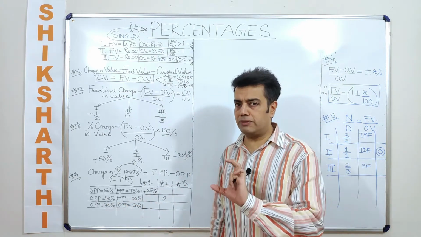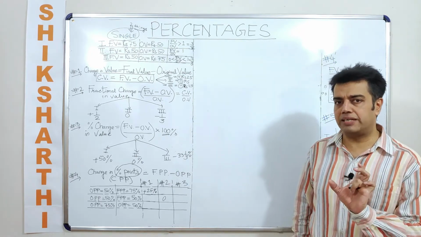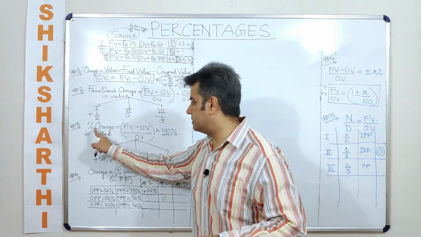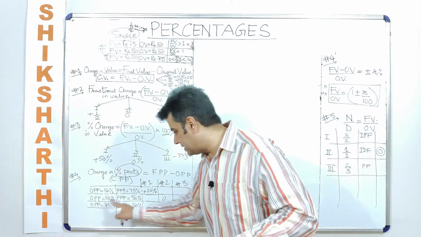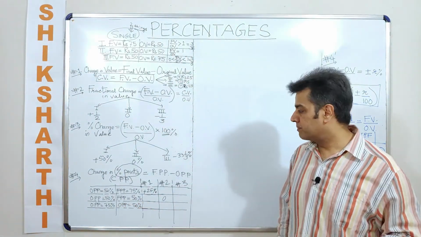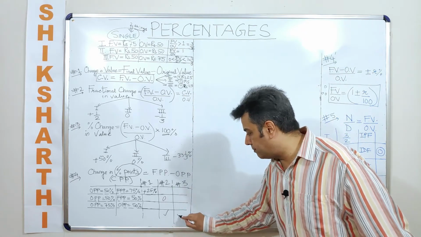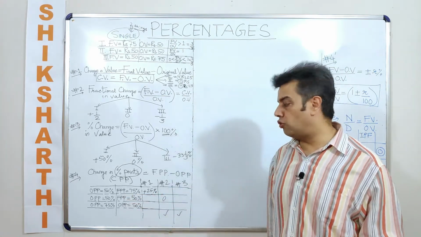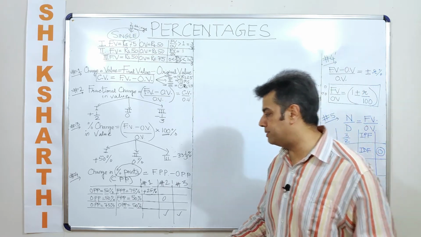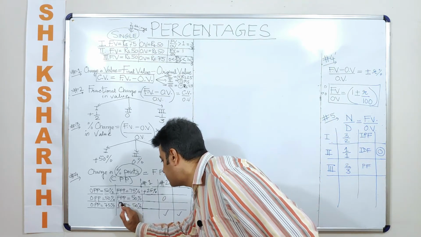Don't get confused with the language. Just understand the essence behind it. You are just supposed to calculate the percentage change in value, and here the value is percentage points. What I would advise here is, in these 2 sections, it will be better that you calculate the ratio of FPP versus OPP. Now this is FPP.